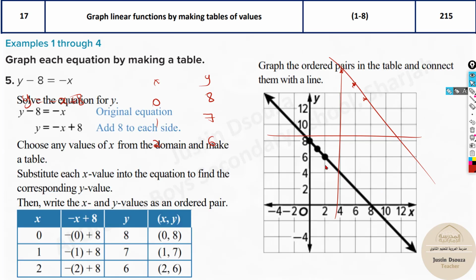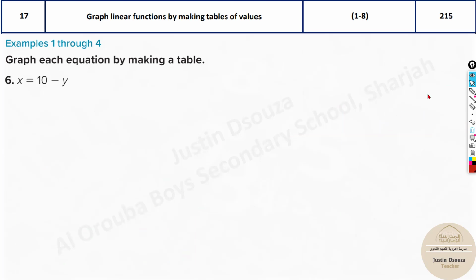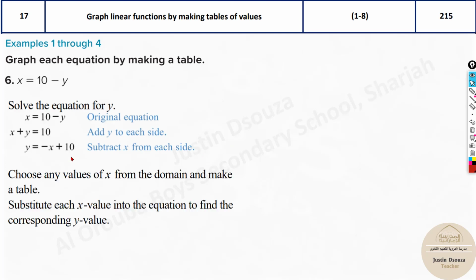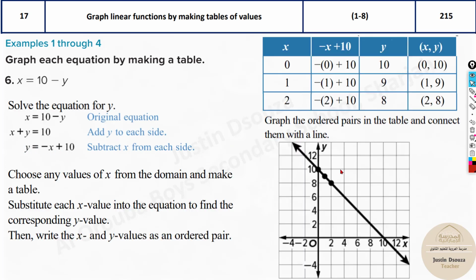Very simple. Mine is not so accurate. I've not done it accurately, but if you mark the points, it's the same thing. And please do solve other problems by yourselves. You can see the worked out solution is over here. First rearrange, get it in terms of y, and then solve it. Graph is important. Everything must be done by yourselves.